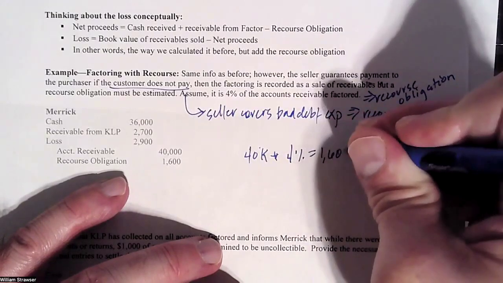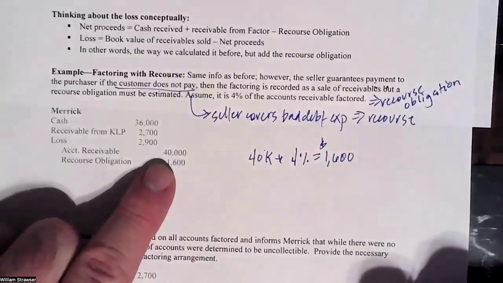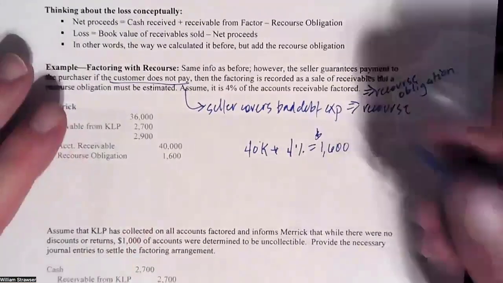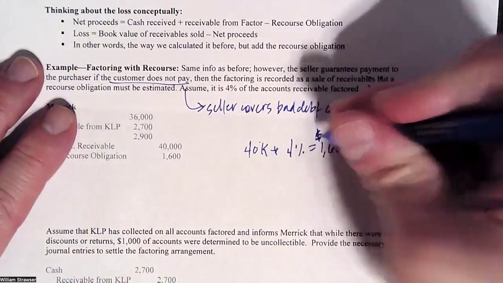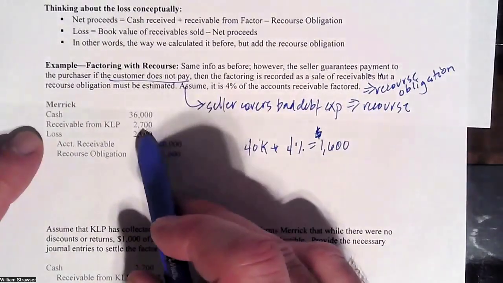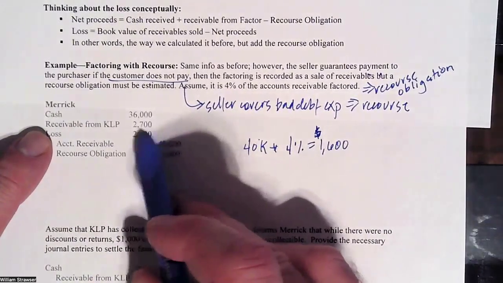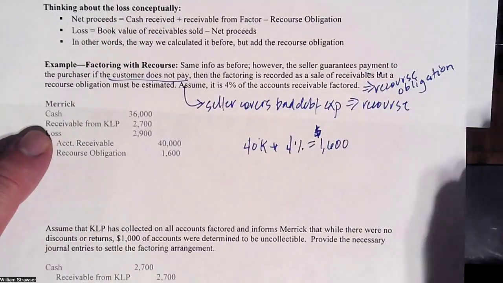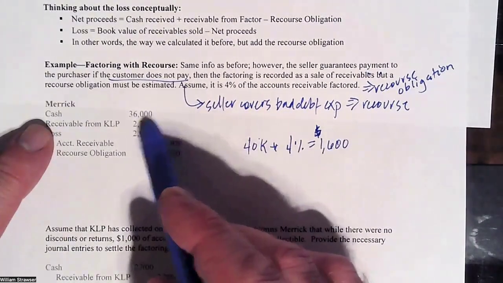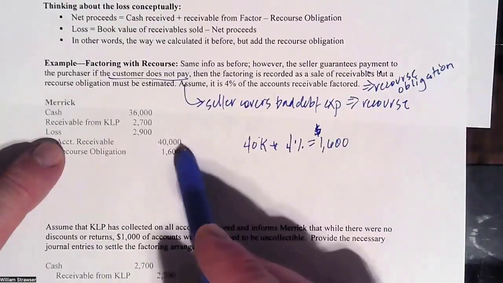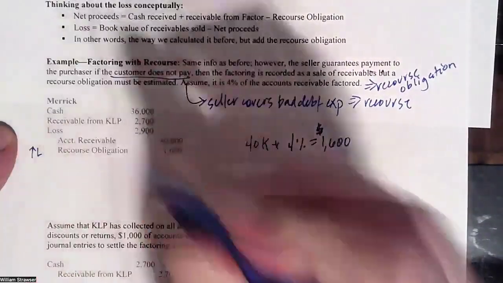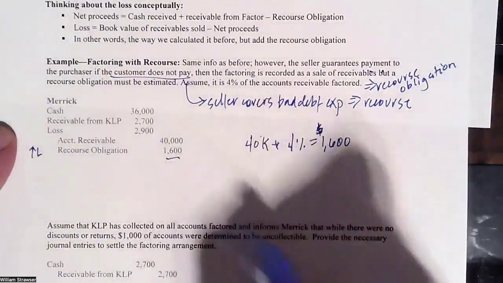So we as the seller are saying we think of these 40,000, 1,600 may be uncollectible because of bankruptcy and an inability to make payment on their accounts. Everything else remains the same. The receivable from KLP is the same because all the other facts remain the same. So the recourse doesn't affect the receivable from KLP, doesn't affect the amount of cash that was advanced, the receivable sold. We do tack this on as a liability, $1,600.